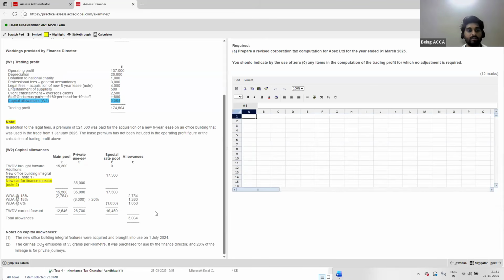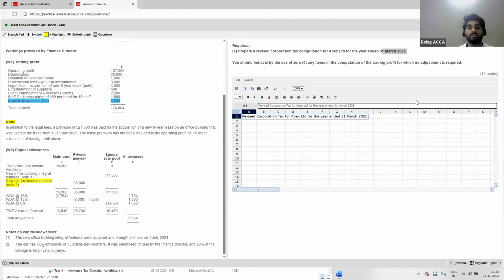So considering all these values, now we'll have to prepare a revised corporation tax computation for Apex Limited for the year ended 31st March 2025. You should indicate by the use of zero any items in the computation of trading profit for which no adjustment is required. The question clearly asks us to prepare a revised corporation tax computation. So let's start off by solving that. Revised corporation tax computation for Apex Limited for the year ended 31st March 2025.